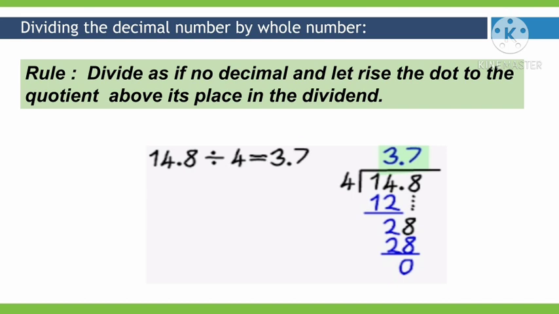Let's move on to today's session. Today we are going to learn to divide the given decimal number by a whole number. It's very easy. The rule we have to follow is you have to divide as if there is no decimal place, and raise the dot to the quotient above its place in the dividend.